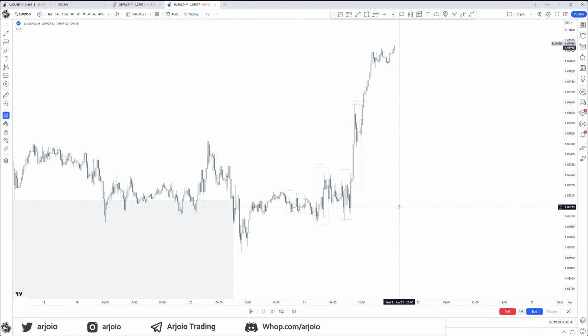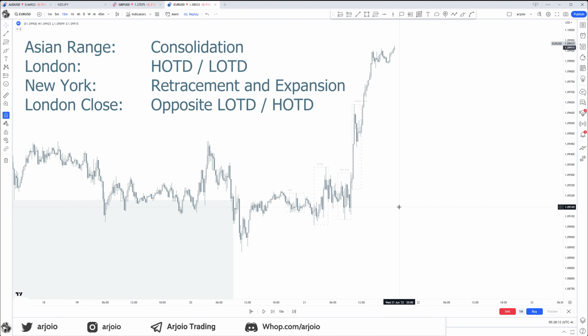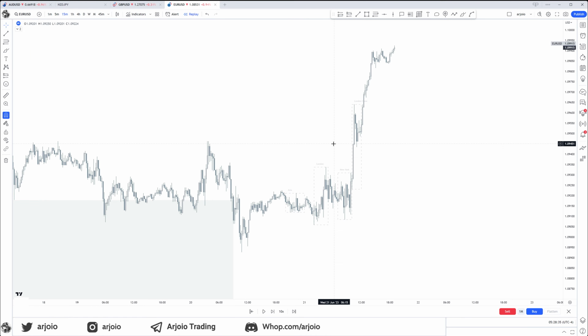Now, there are different characteristics of each individual session right here. The normal premise behind these kill zones are Asian range consolidation, London sweep of Asia low or Asia high depending on the higher time frame bias that we have. London makes the low of the day. New York retraces into what London created and then expands, and then London close makes the high of the day or somewhat the high of the day. That is the basic premise behind everything.